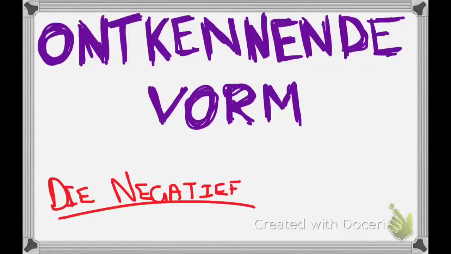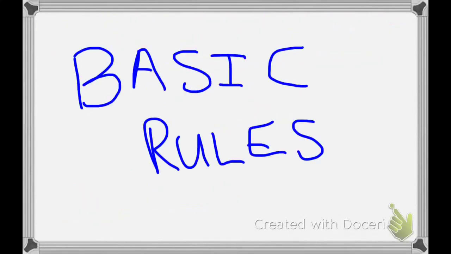Hi everybody, today we're going to be dealing with Ontkennende Vorm, or die Negatief, which you might know a little bit better. We're going to basically be dealing with negatives in Afrikaans. And we're going to start with the basic rules.